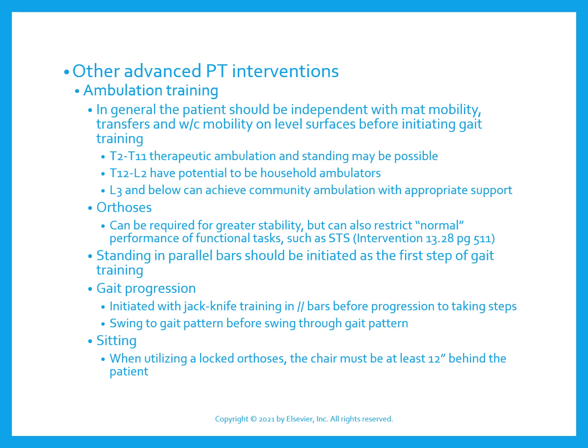And sitting activities, remember we talked about how orthoses can limit the ability to perform normal functional tasks, and so if a patient is ambulating with orthoses, sitting can be a huge component of gait training because the ability to return to their original position safely needs to happen in order for gait training to be safe overall. And so we need to remember when utilizing locked orthoses, the chair must be at least 12 inches behind the patient for safe seating. And we normally want to practice this with the chair pushed up against the wall so that it can't move away from the patient.